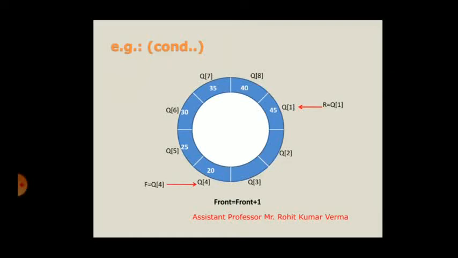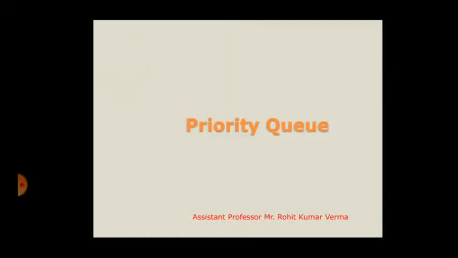So you can see our front is equal to front plus 1. So here your pointer will move to the 4th location. Okay, so these are our circular queue operations. Now we are covering another type of queue, and that type is priority queue.